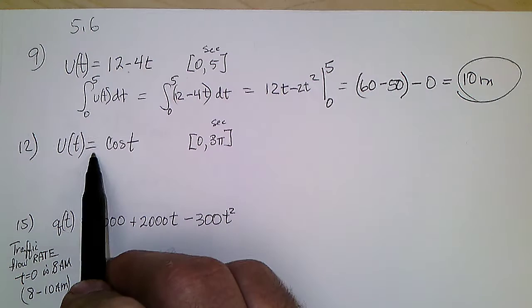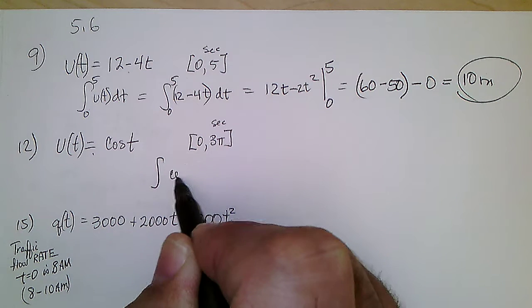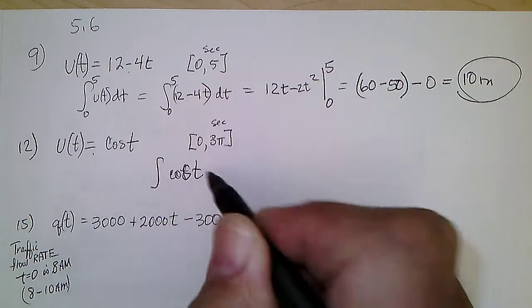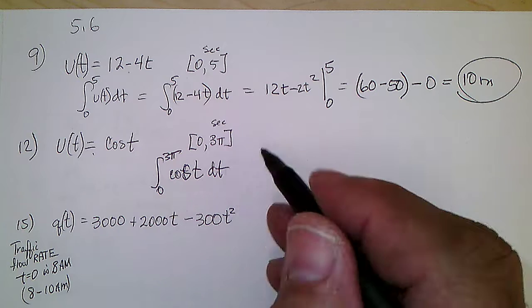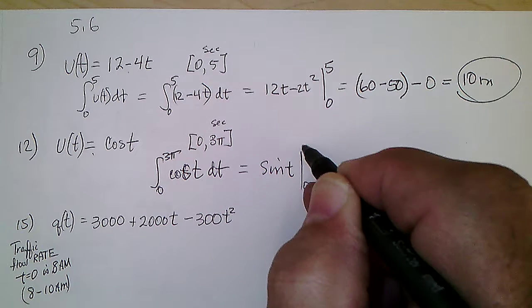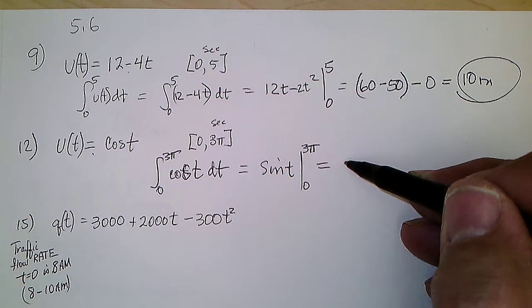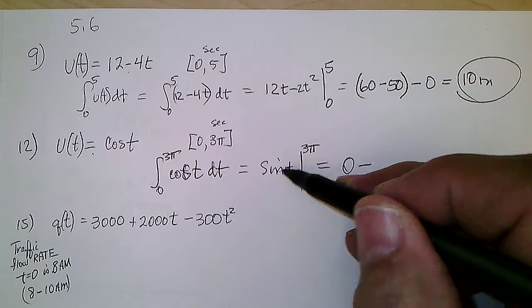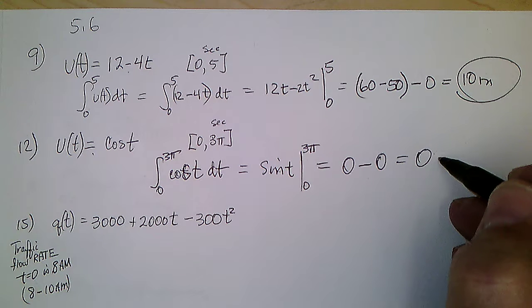Now this one, there was time, and the velocity again is in meters per second, so we're going to do exactly the same thing. We're going to integrate cosine of t dt from 0 to 3 pi, and the derivative of sine is cosine, so this would be equal to the sine of t evaluated from 0 to 3 pi, which would equal sine of 3 pi, which is 0, minus sine of 0, which is 0. Total distance traveled, 0.